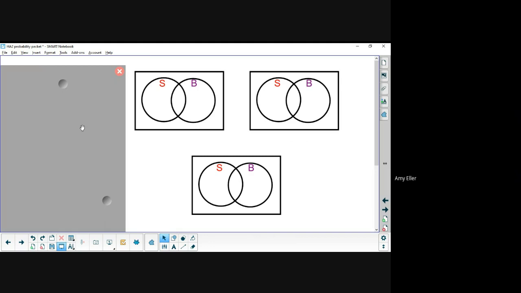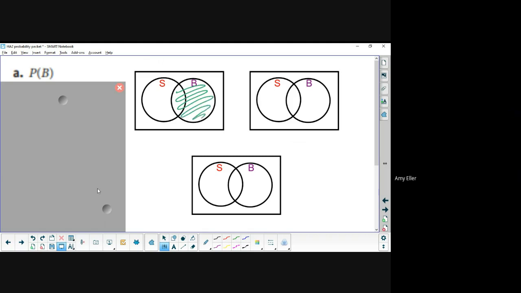Make sure your 2 circles have a box around each one. And I would label them S and B if you have it. Here's the first one. Again, it's going to start off pretty basic. I would write that above the one you're doing. Probability of B. So that means the entire B circle. That's it.